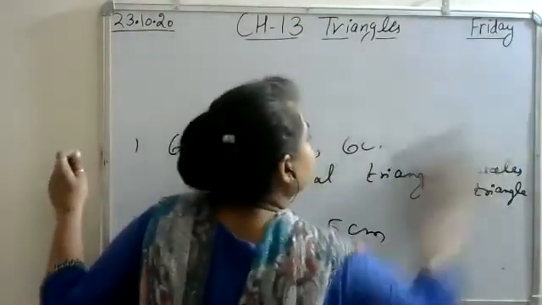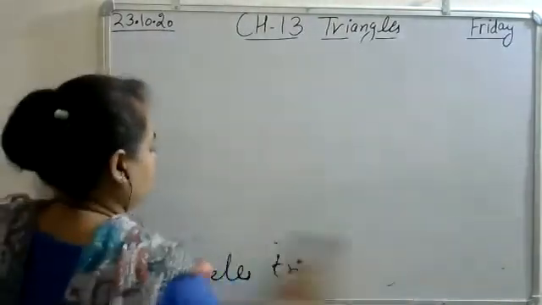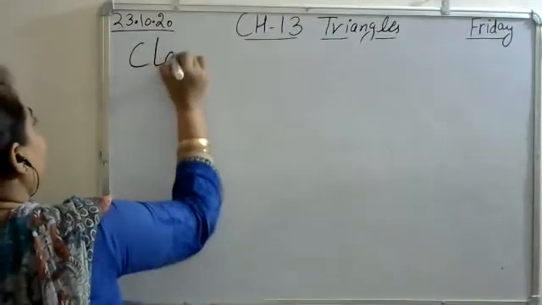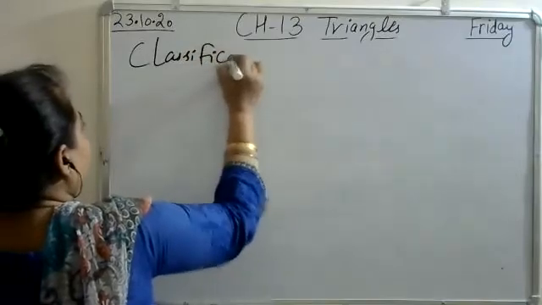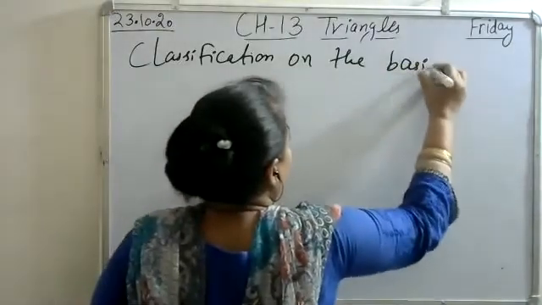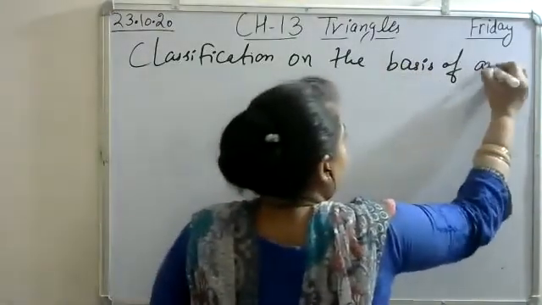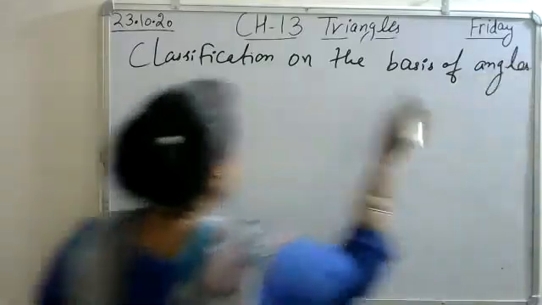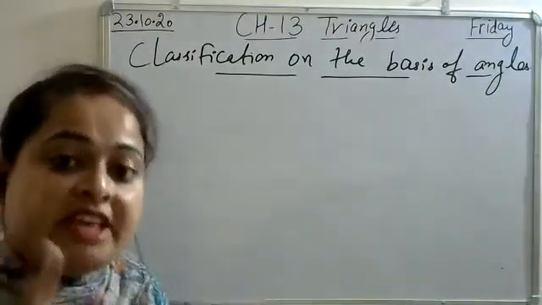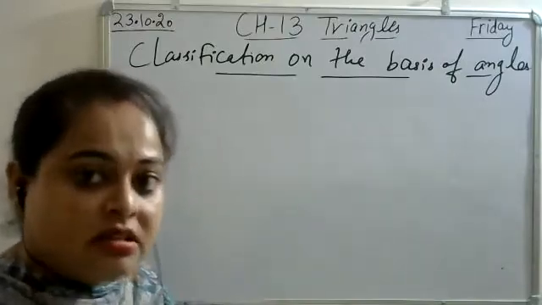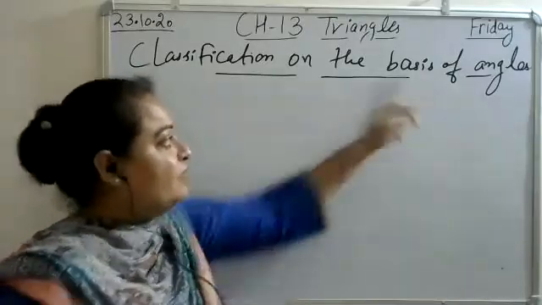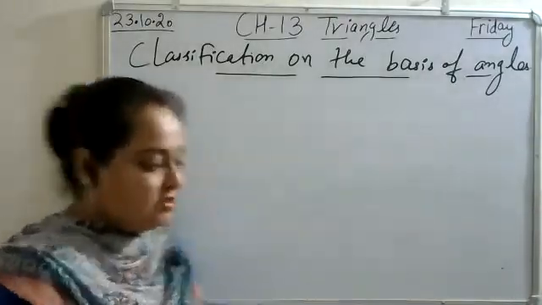Now come to the next classification. Next classification is classification on the basis of angles. In a triangle, we have three sides and three angles. So one classification is on the basis of sides and the next classification is on the basis of angles.